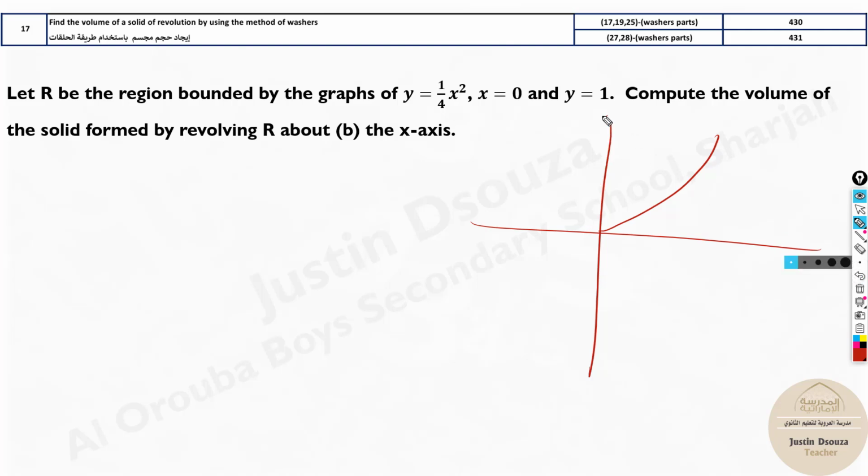That is a very bad line, so just remember this axis. And y is equal to 1. Let's imagine this is at 1. So this is being revolved. Where is it revolving? About the x-axis. So here, this thing forms something like this. As you can see, this is what is formed.